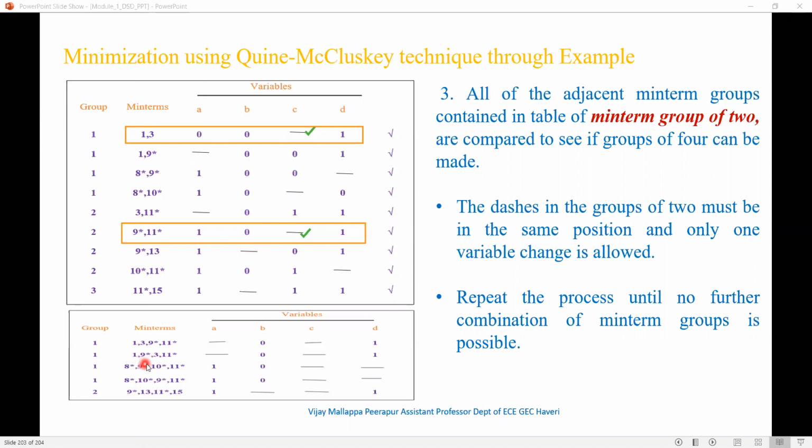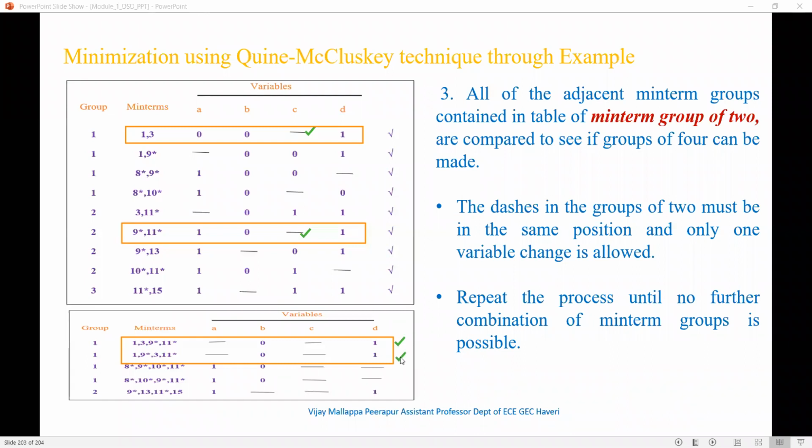Similarly, we have 9, 1, 9, 3, 11. If you see this one, everyone please double check this. If you look at this, it's still the same here: 1, 3, 9, 11 and 1, 9, 3, 11. It is still the same 4 min terms we have. Just for the understanding, to bring that point across, I've written it here. There is no need to write it twice, but it's still the same. If you write it also, there is no issue because it's still the same, right?